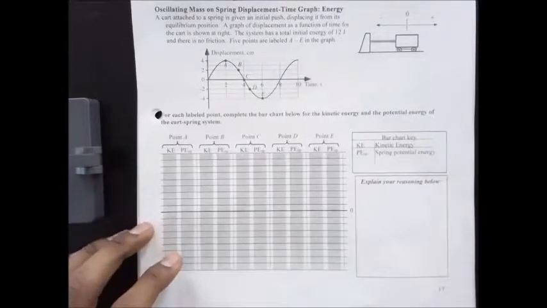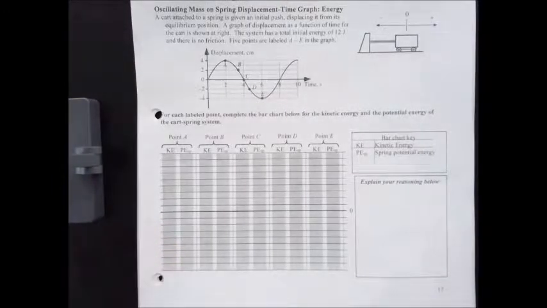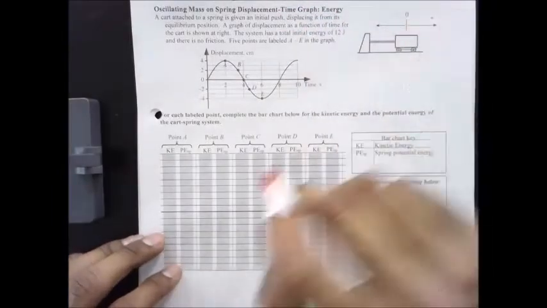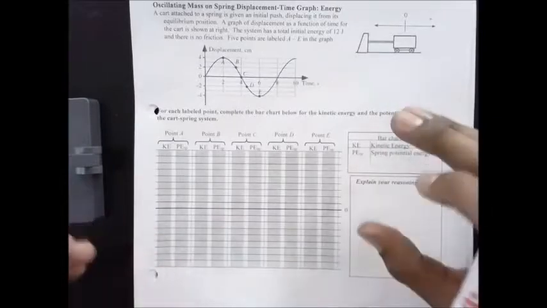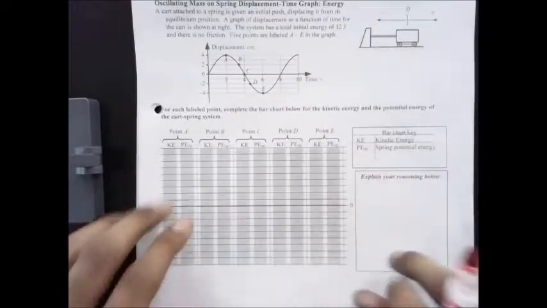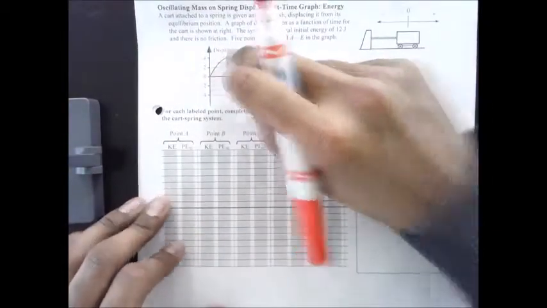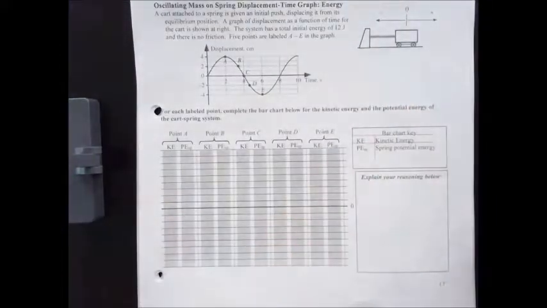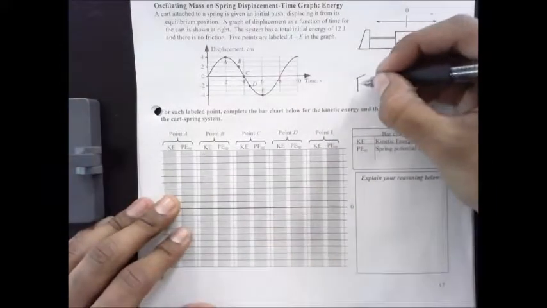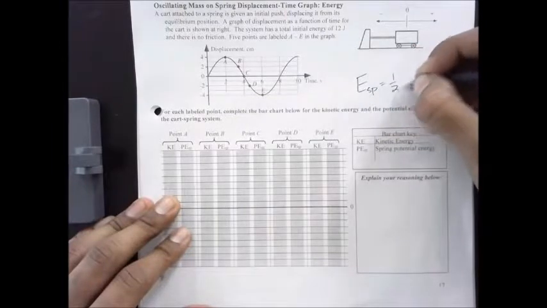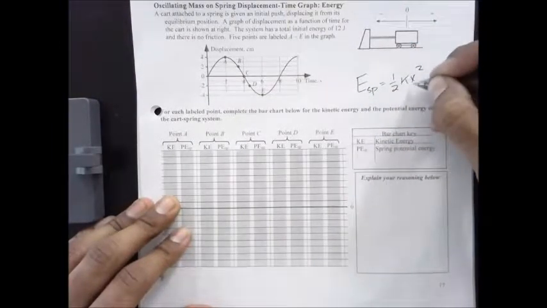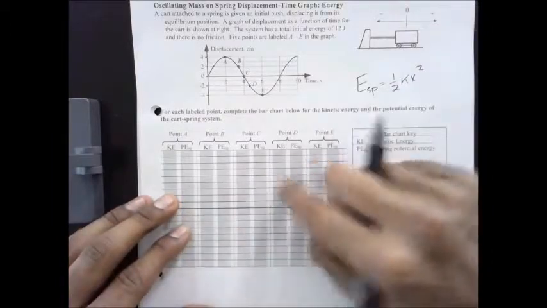Okay, so when we're asked to draw an energy bar chart for an oscillating mass and spring displacement time graph, we basically just have to identify where is its max potential, where is its max kinetic, right? And so at point A, when it's at a maximum distance away from the displacement, ESP is equal to 1/2 kx squared. Energy is a scalar. Kinetic energy is a scalar.